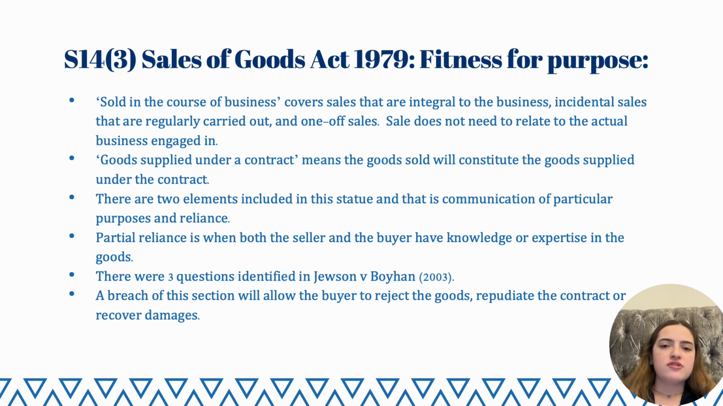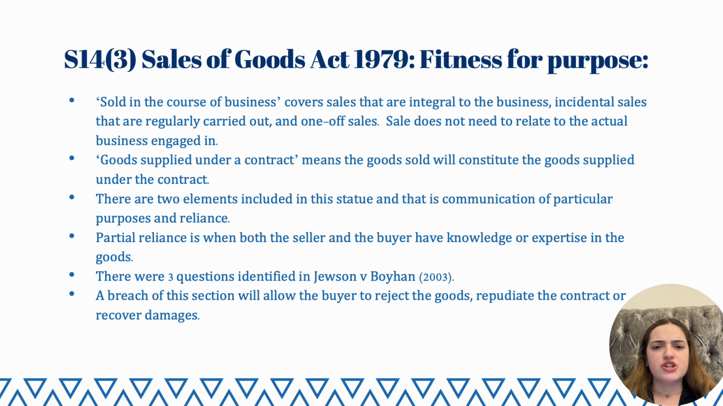Reliance is where the buyer relies on the skill and judgment of the seller or credit broker. As Grant versus Australian Knitting Mills said, reliance is inferred from the fact that the buyer goes to the shop thinking the seller has knowledge and skill in selling their stock. The presumption can be rebutted by showing the buyer did not have reliance, and there can be partial reliance when both the seller and the buyer have expertise in the goods.